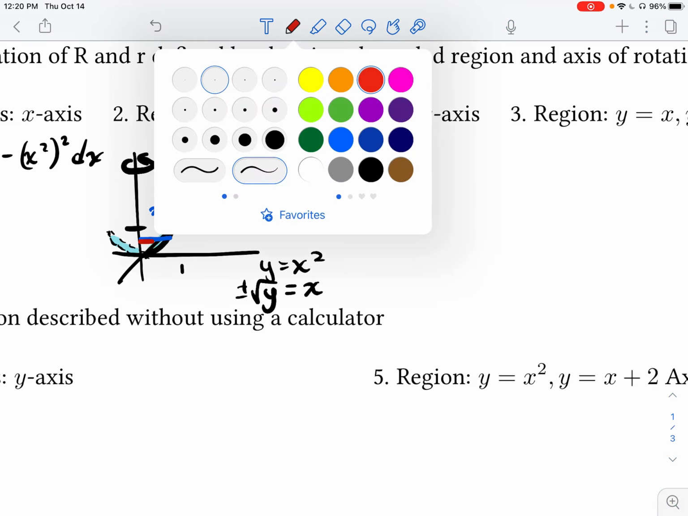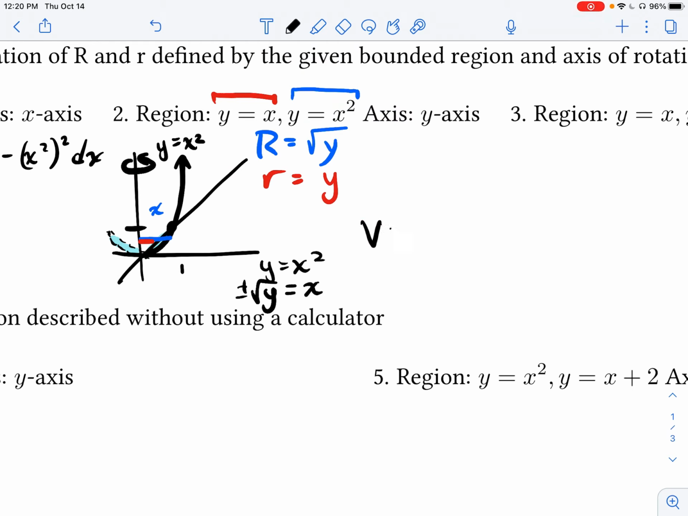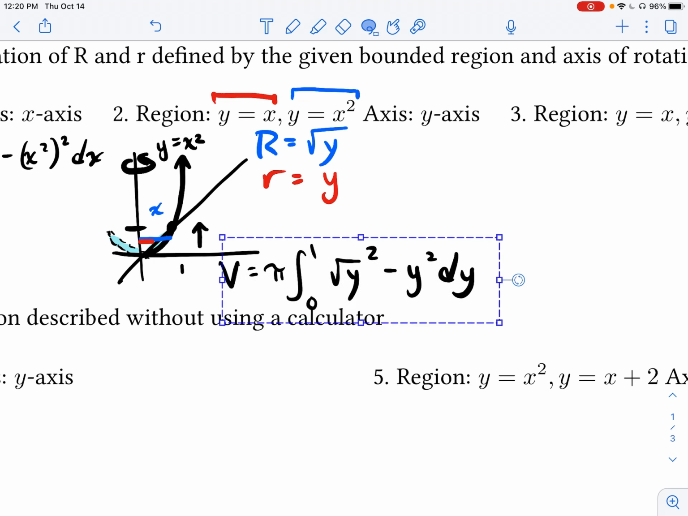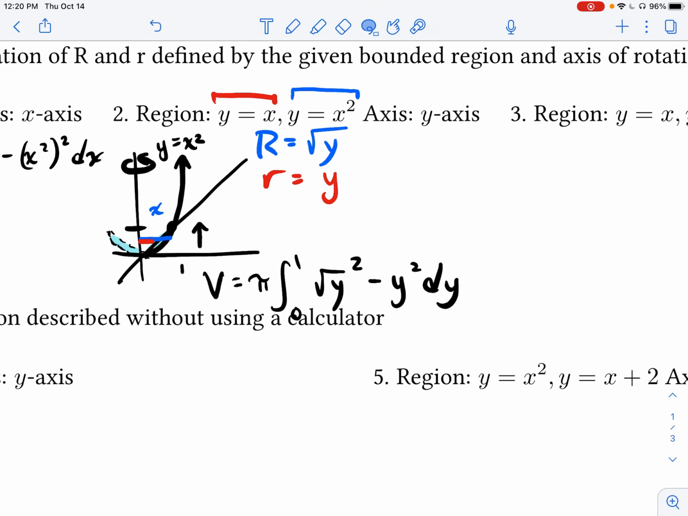So in this case, if I wanted to set up this volume, I would say the volume is pi. We're integrating from 0 to 1 again, but keep in mind we're going vertically up the y-axis. My larger radius is root y squared. My smaller radius is y squared, and I'm integrating all of this with respect to y, okay? So let me actually make some space so I can also do number 3. So that's what your integral would look like there, okay?